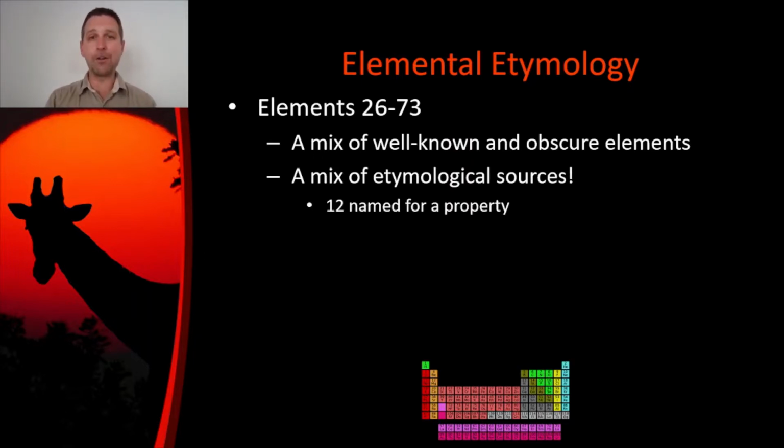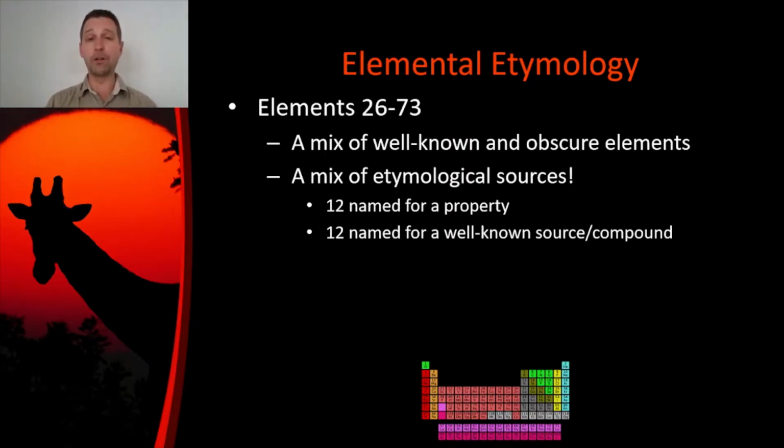So the breakdown of these elements is that 12 are named for a particular property that they had. You remember that that was one of the most common sources of names for elements in the first 25. Another 12 are named for a well-known source or compound. You'll remember that this was the most common source of names for the first 25 elements. So you can see that these two sources are still very well represented as we continue to move through the periodic table. 14 are named for a region of origin.